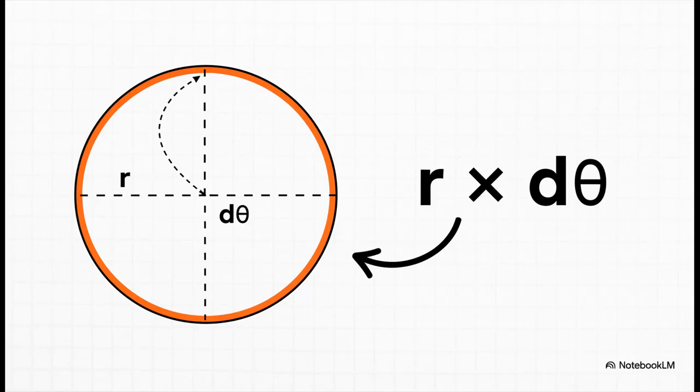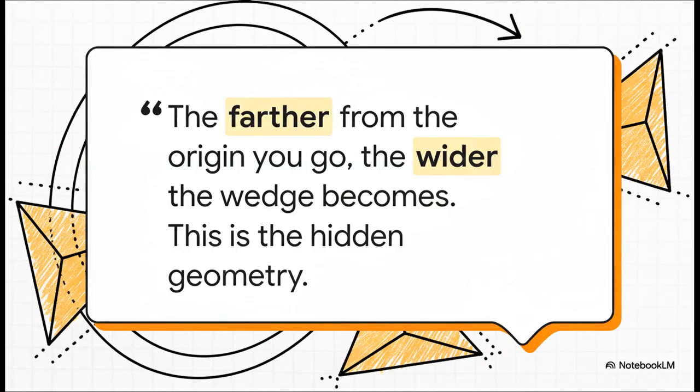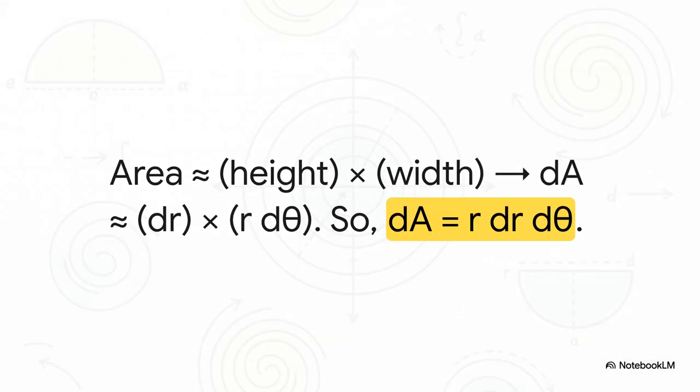And this is the secret. The length of that arc isn't just the angle, it's r times the angle. That r is there because the farther you are from the center, the wider that little slice gets. So you multiply them, height dr times width r d theta. And there it is. That's our missing r.